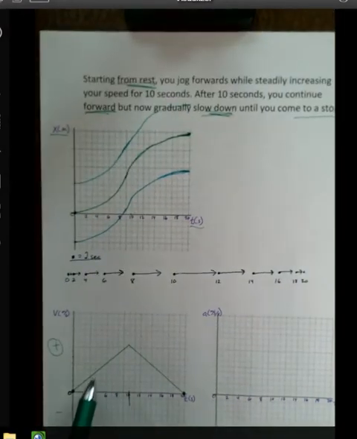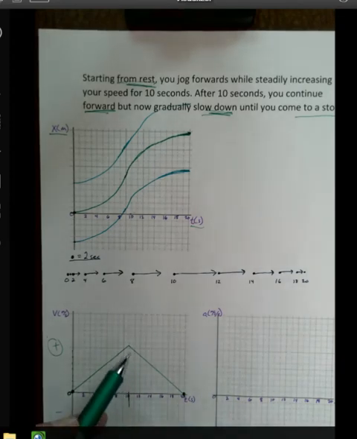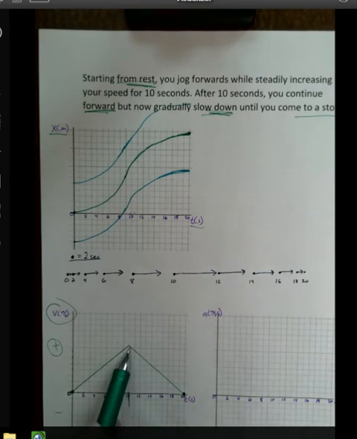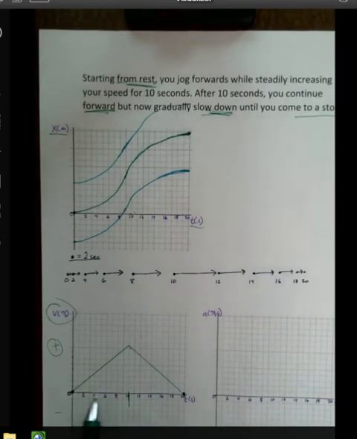Now this graph shows always moving forwards because the velocities were always above 0. So if we were looking at a position versus time graph, that downward sloping line would indicate moving backwards. But this is a velocity versus time graph, not a position versus time graph. And so this is showing velocities that are forwards, just slower and slower until we come to a stop. So this graph is showing always forwards motion, but getting faster and then getting slower.